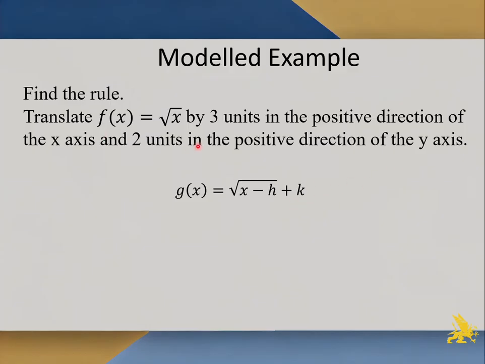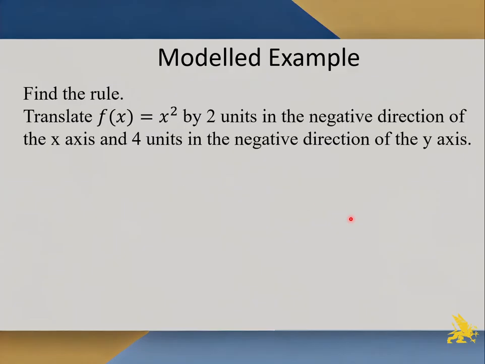So here it's got by 3 units in the positive direction of the x-axis. So that means h must be 3. So that will be x take away 3. And 2 units in the positive direction of the y-axis. So that means this k is going to push the graph up by 2, so it'll be 2.